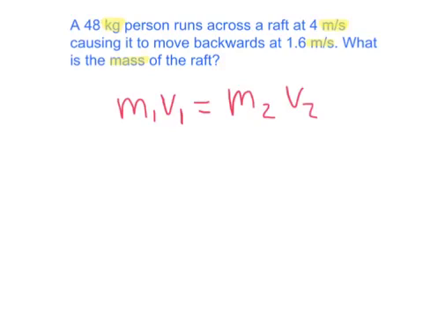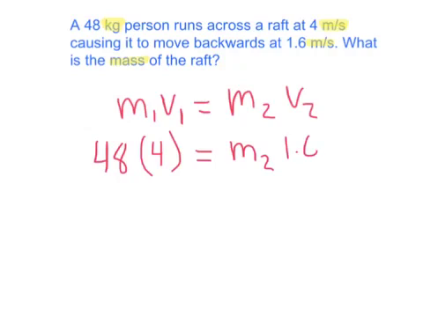Now that I know what equation to use, I'm just going to substitute in the values I have. So we're going to assign the person to be m1. The mass of the person is 48 kilograms, and the velocity that the person is running at is 4 meters per second, and that's going to equal the mass of the raft, which is what I'm looking for, times the velocity of the raft, which is 1.6 meters per second.